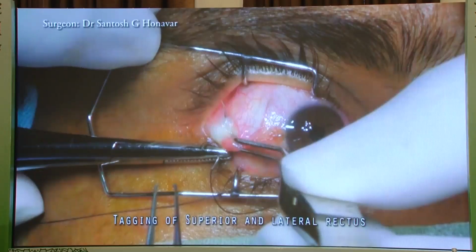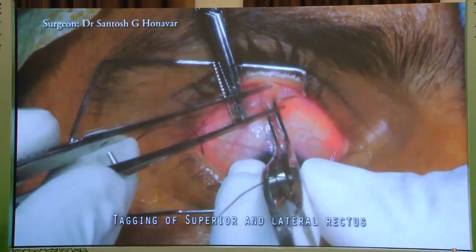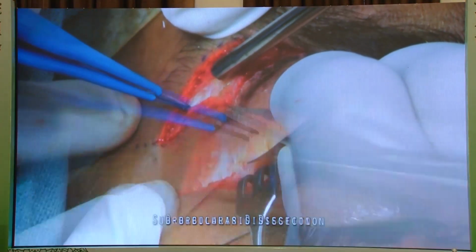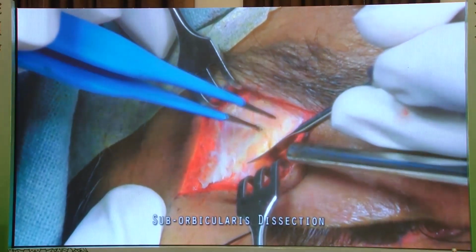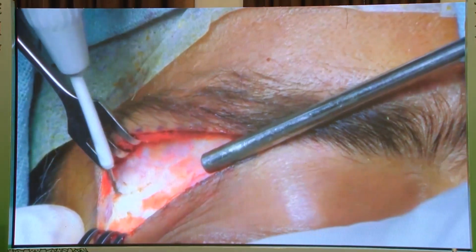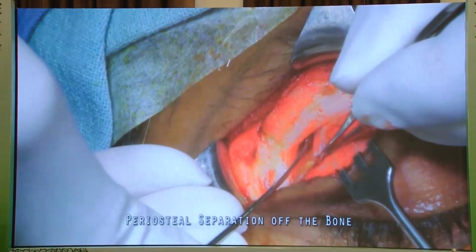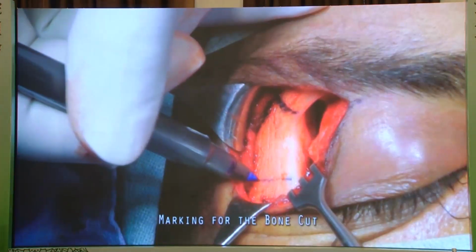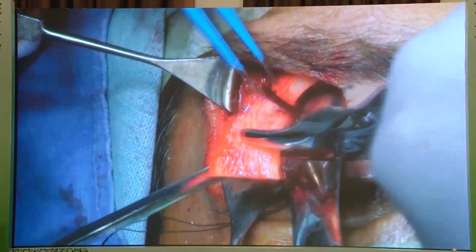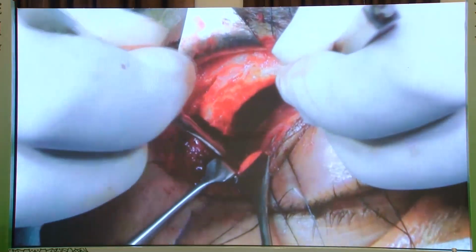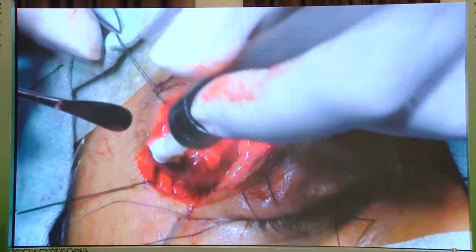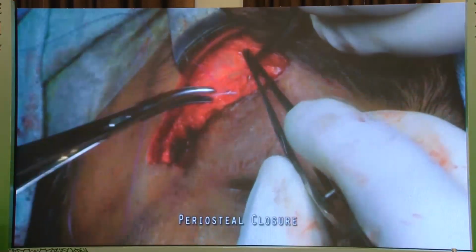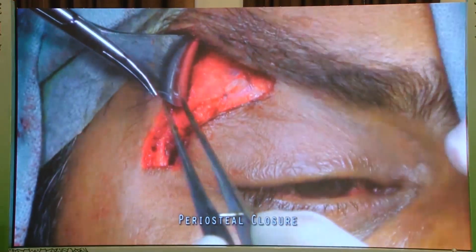So just to show you an example, as you can see over here, we are tagging the superior rectus initially, and then the orbicularis is dissected with the modified stellate-ridge incision. After that, we take relaxing incisions, and the periosteum is separated. When you separate the periosteum out, you do a bone cut to make sure that you have better access to the tumor, and that was a marginotomy that was done. And then the lesion is excised with cryo assistance, and this was a patient with a cavernous hemangioma.